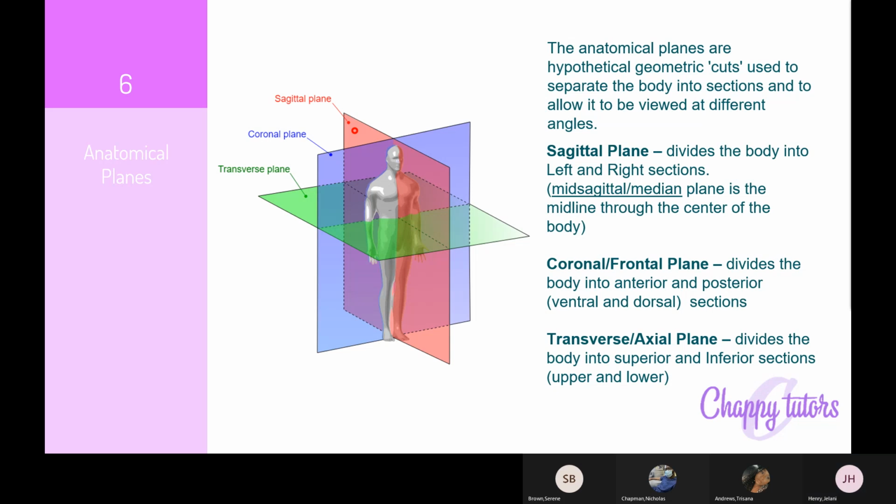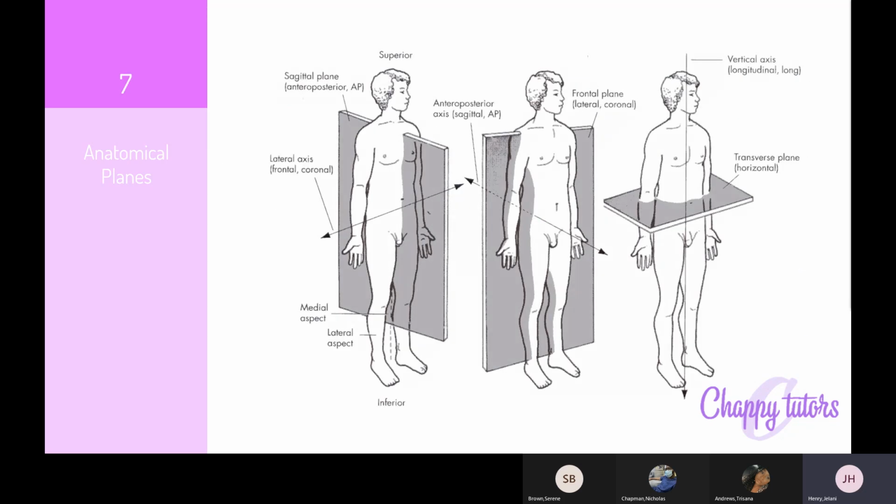Next, we have the coronal plane, and that's in blue. This is also referred to as the frontal plane because it divides the body into an anterior, a front, and a posterior, which is behind. You might also hear anterior being referred to as ventral and posterior being referred to as dorsal. And the last plane we have is the transverse plane or the axial plane, and this divides the body into superior and inferior sections, or upper and lower sections. This diagram just has each plane on an individual body, so you could properly see its sections.